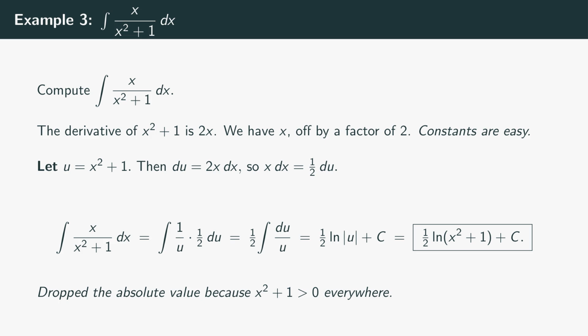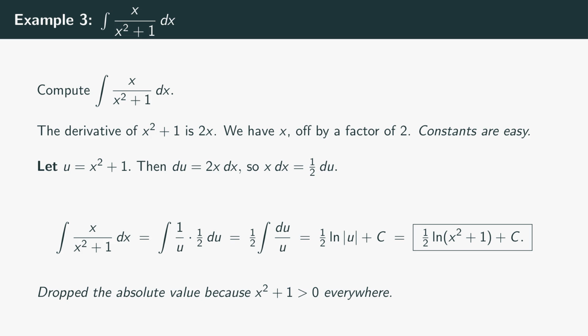Let u equals x squared plus 1. Then du equals 2x dx, which means x dx equals 1/2 du. The original integral becomes the integral of 1 over u times 1/2 du. Pull the half out front, and you have 1/2 times the integral of du over u. That's another integral you should know cold. An antiderivative of 1 over u is the natural log of the absolute value of u. So the answer in u is 1/2 times the natural log of the absolute value of u plus c.